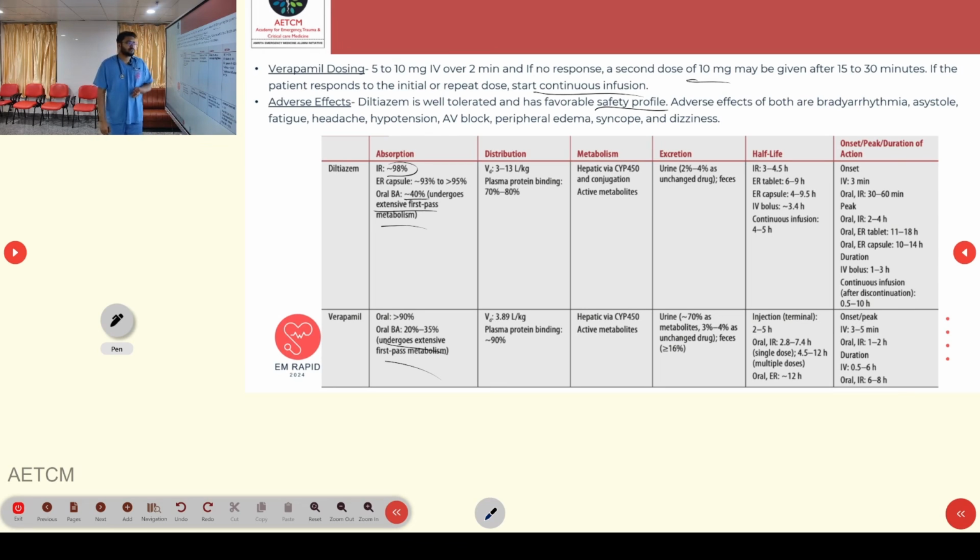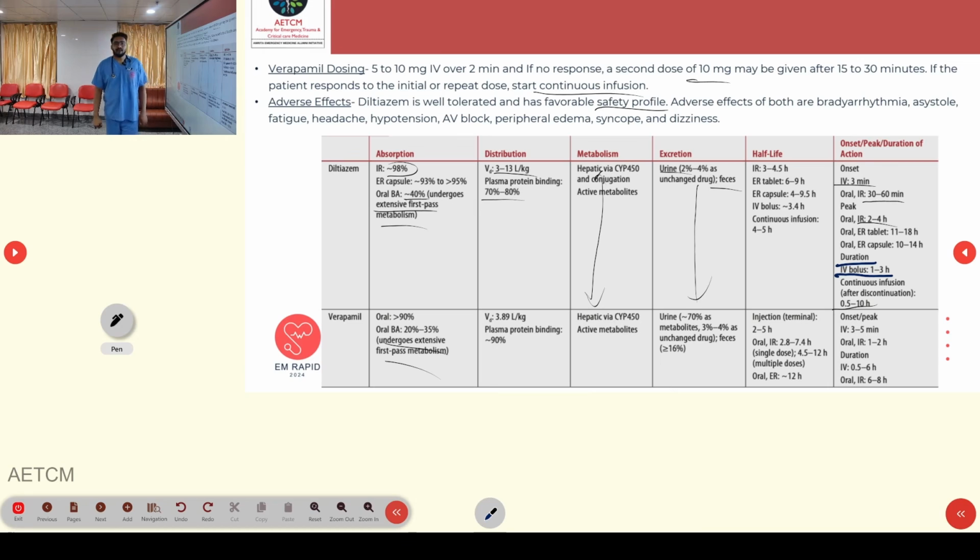The volume of distribution is around 3 to 13 liters per kg, with plasma protein binding of 70 to 80%, and both have hepatic metabolism via CYP450, and excretion for both is via urine and feces, same here. The onset of action for diltiazem is around 3 minutes for IV dosing. For oral dosing it is around 30 to 60 minutes, and it peaks at around 2 to 4 hours. For an IV bolus, the duration of action is around 1 to 3 hours, and for a continuous infusion, if it's discontinued, it can last for around 0.5 to 10 hours.